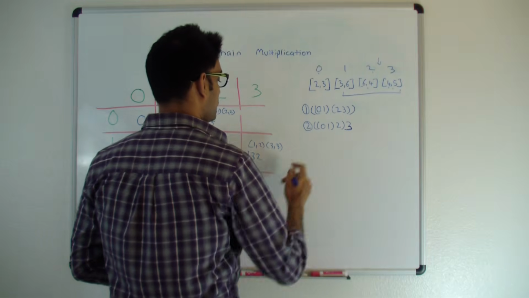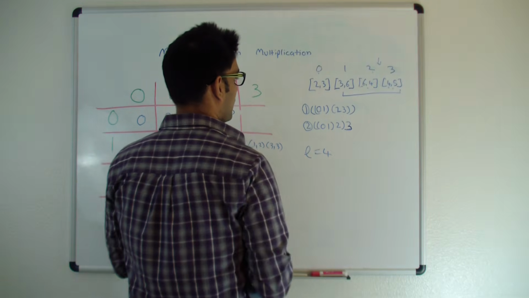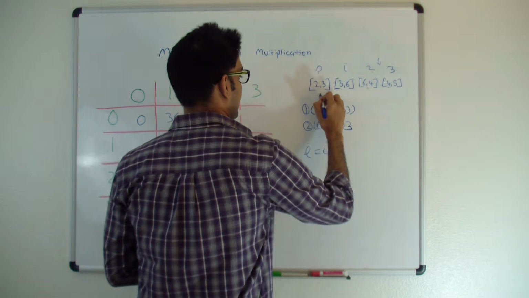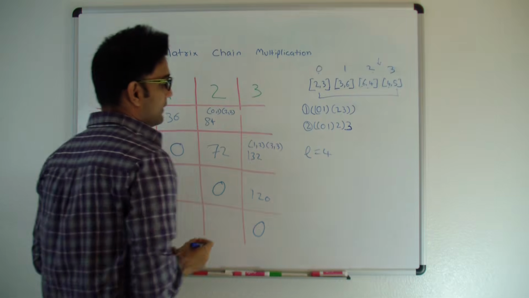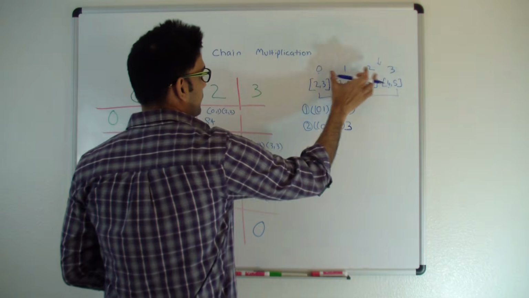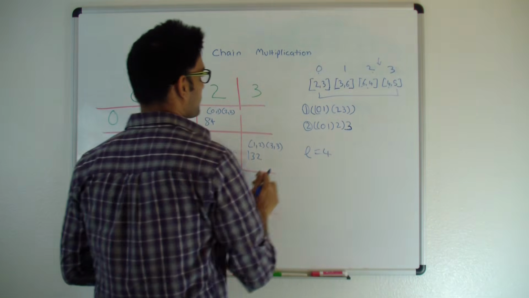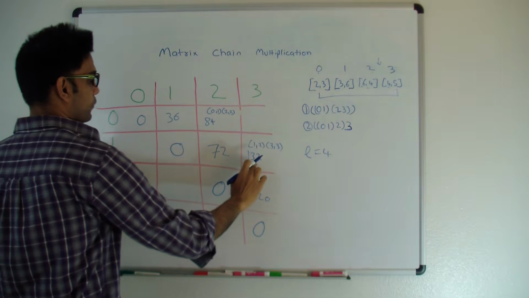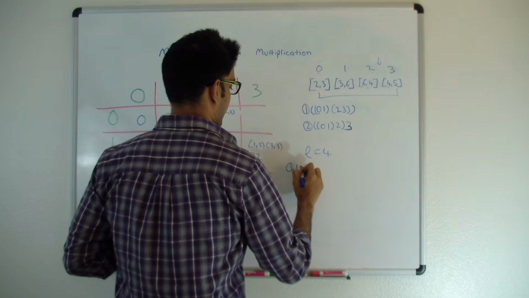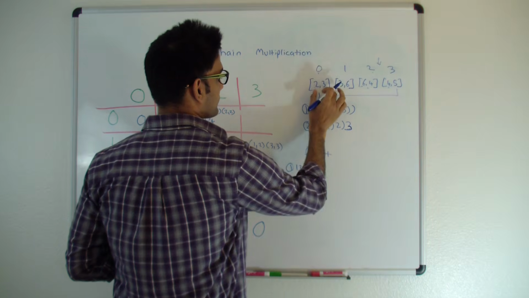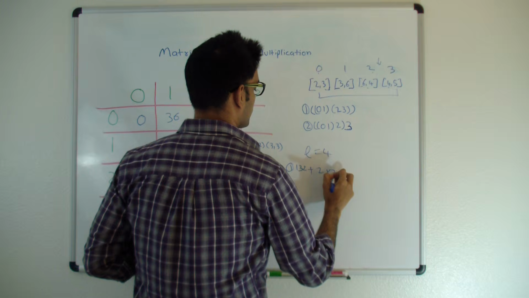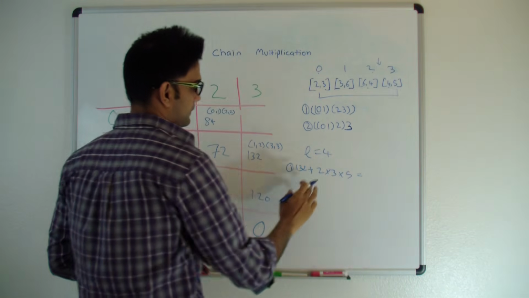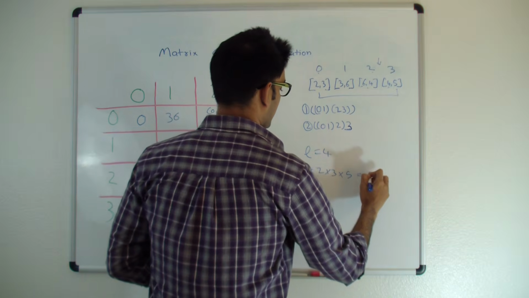Alright, let's do L is equal to 4, the entire set. If I'm multiplying 0 with the result of 1, 2, 3, the cost will be, the minimum cost to get 1, 2, 3 is 132, plus the result will be 2 into 3 into 5. So that's 30, so that's 162.